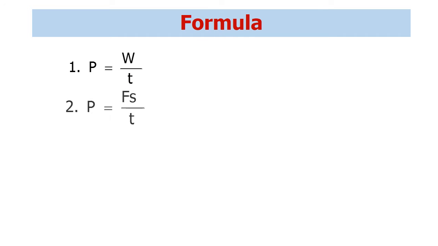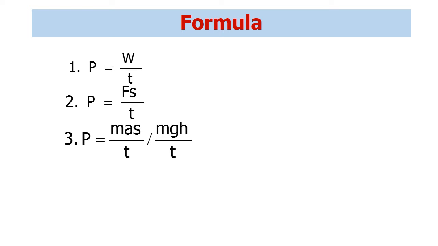Second formula, P equal to F S by T. Third, P equal to M A S by T or M G H by T. Fourth, the relation between power, force and velocity, P equal to F into V. We have already discussed that relation in our previous lecture, and we can also write it as M A V, and when we replace A with acceleration due to gravity, then we can write M G V.